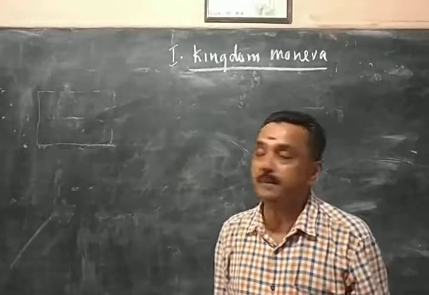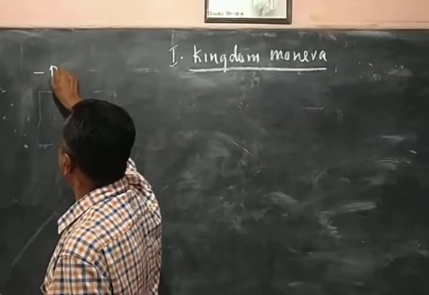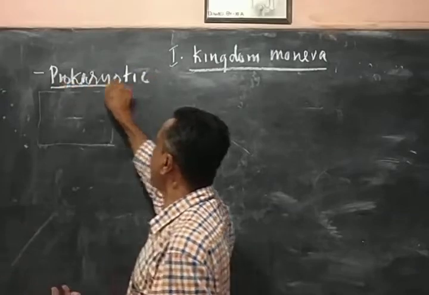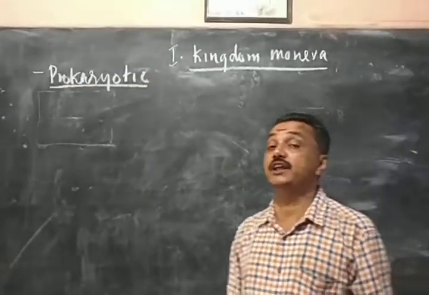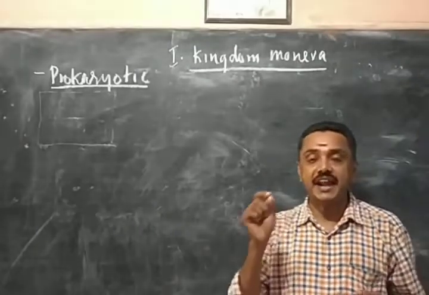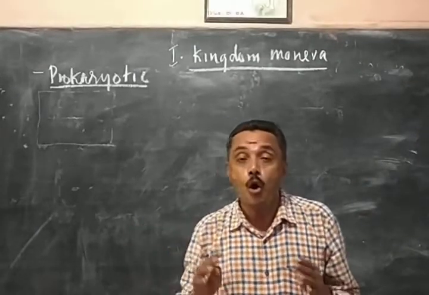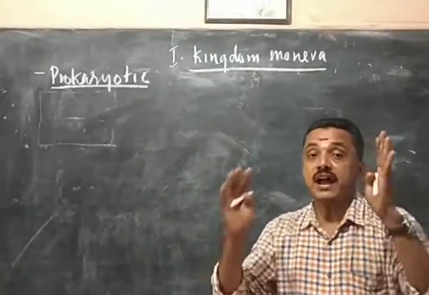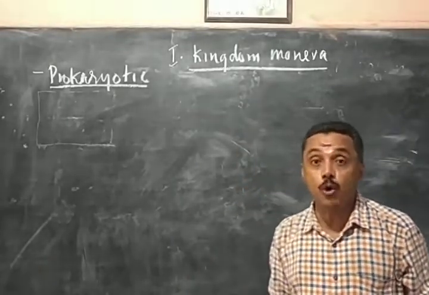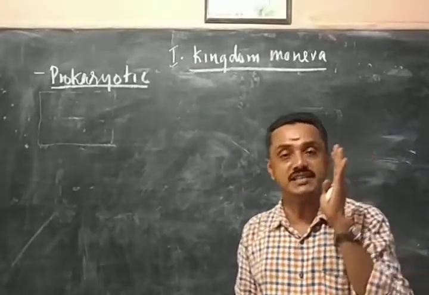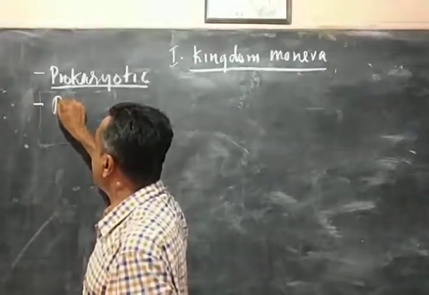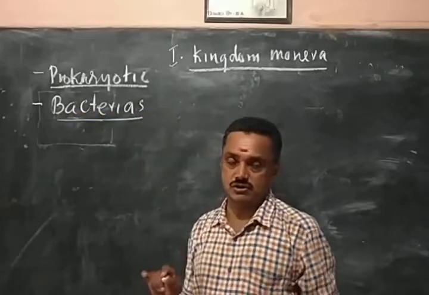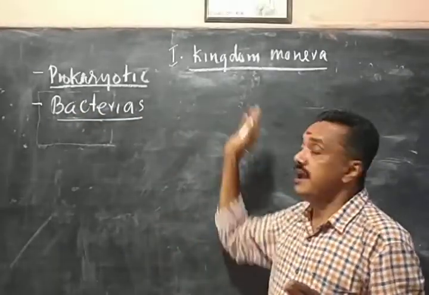Which kind of organisms come under that? All the organisms under the kingdom Monera are prokaryotic. What is the meaning of prokaryotic? Cells without a nucleus and clear membrane bound structures, the old type of cells, are called prokaryotic cells. So all the organisms under the kingdom Monera are prokaryotic organisms. And remember that all the organisms coming under this group are bacteria. All bacteria come under the kingdom Monera.